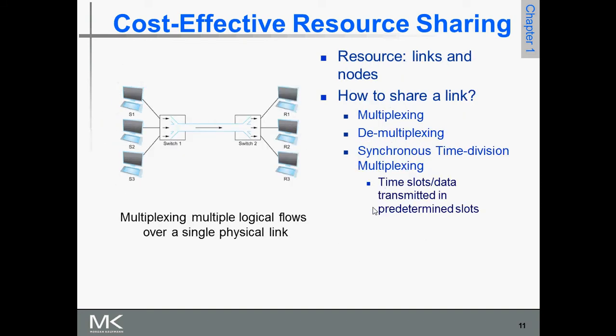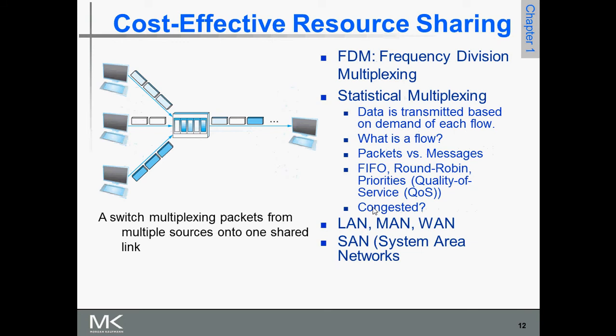I discussed the major drawback of synchronous time division multiplexing. That drawback is overcome in statistical multiplexing. How? It is very simple. Here the data is transmitted based on the demand of each flow and not based on a predetermined time slot.